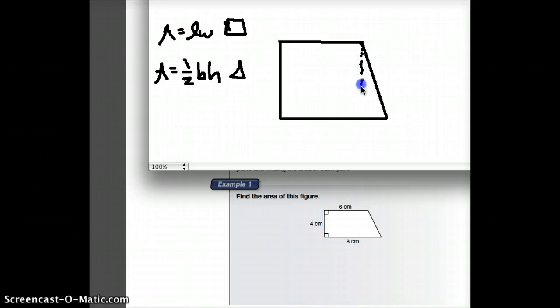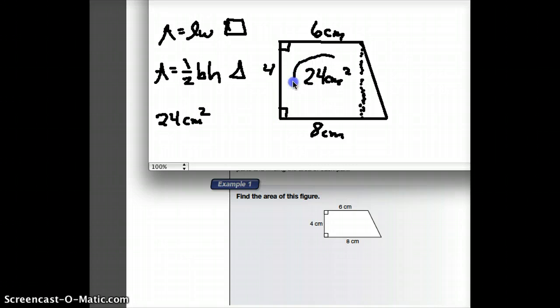I'm going to cut this one right here, and that's going to give me exactly what I want. It's going to give me a rectangle, and it's going to give me a triangle. So I can find the area of the rectangle and the triangle and then add those two together. The area of this rectangle is just length times width. So you want to make sure you find the two sides of the rectangle. Here's one side, 4, and here's the other, 6. So 4 times 6 is 24 centimeters squared. There's the area of the rectangle.